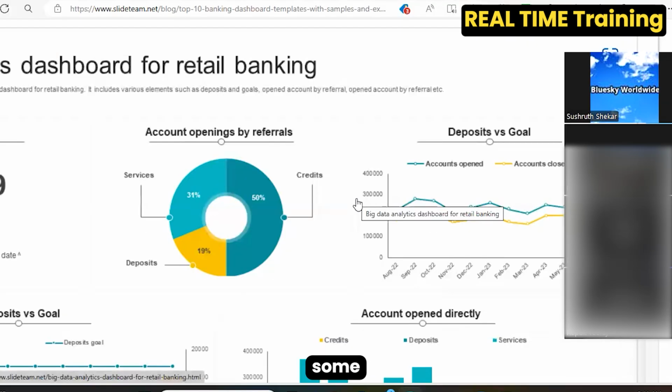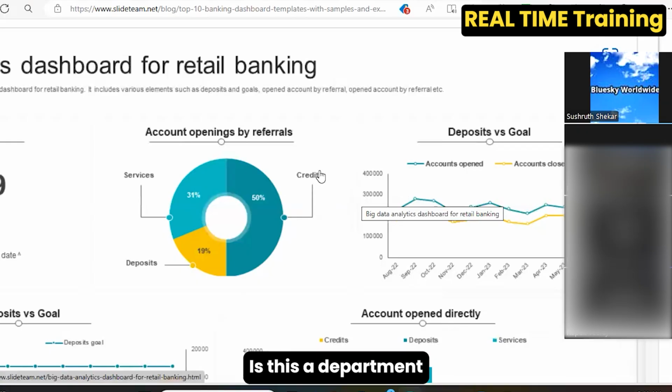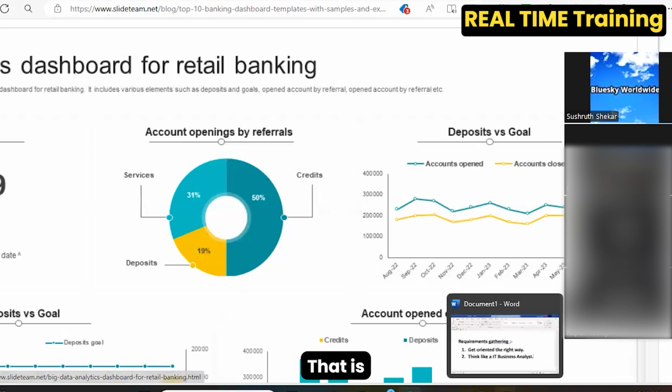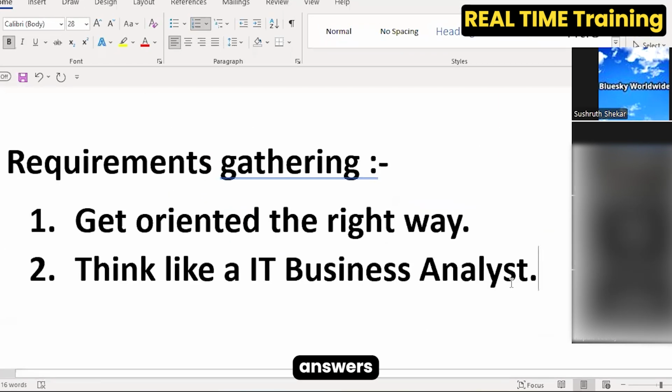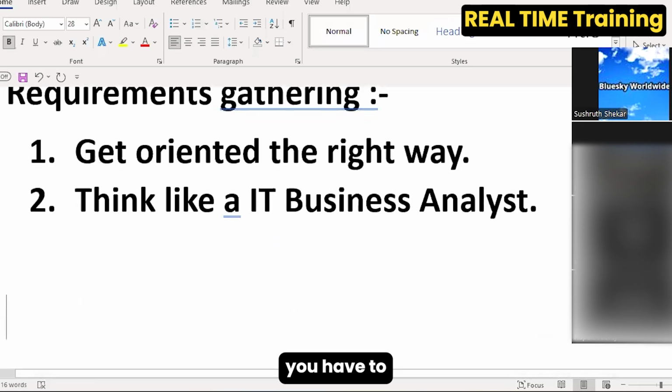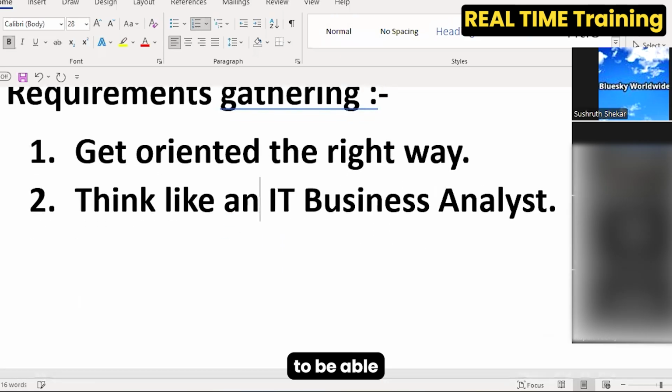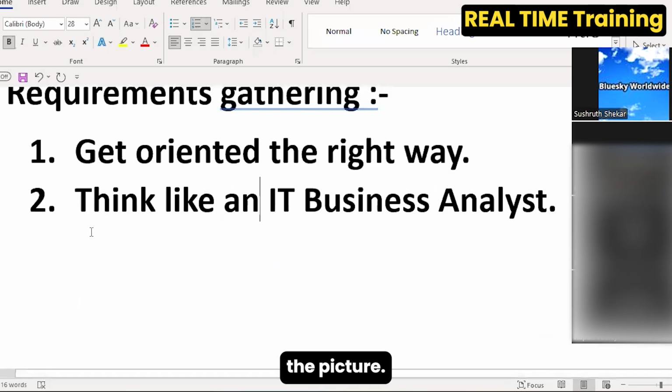Okay, I was thinking in some other way. Can I just pose my questions according to what I understood? No, right now you don't know. That is the question you have to be asking: is this a department or something else? Even I don't know. So you have to ask the stakeholders. There are no right or wrong answers here. You just have to be able to think like a BA. That is what we are trying to accomplish, and you have to be able to think about all the things that will come into the picture.